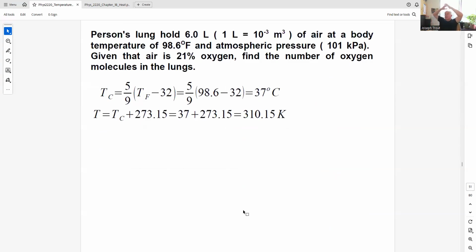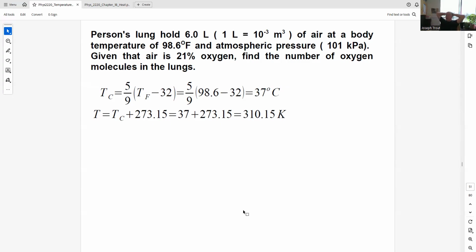Okay, so let's say we have a person and their lungs hold about 6 liters of air, and 1 liter is about 10 to the minus 3 meters cubed. And it heats in the body to 98.6 degrees Fahrenheit. And atmospheric pressure is 101 kilopascals. And given that air is 21% oxygen, find the number of oxygen molecules in the lung.